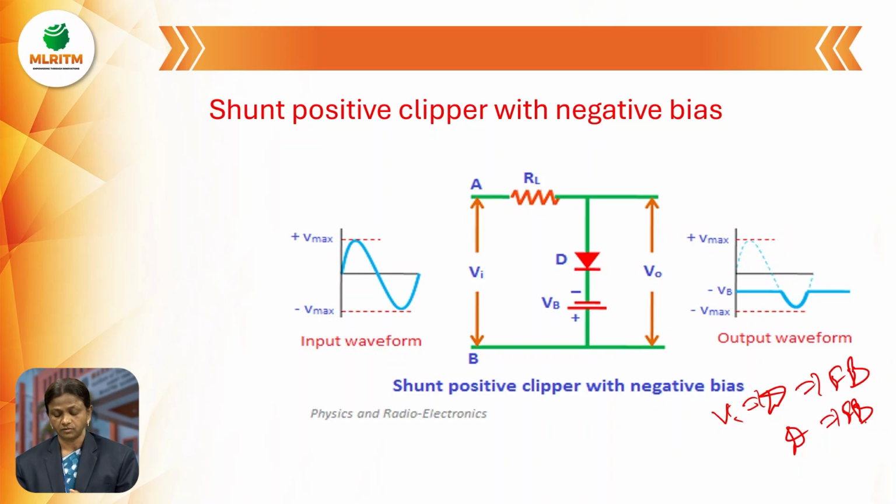In shunt connection, whenever diode D is in forward bias, it acts as an open circuit. So current equals 0. Whenever current equals 0, the corresponding output V0 equals 0. So during the positive half cycle, the total positive half cycle must be cut off at the output side. That's why this is represented by a dotted line from 0 to V maximum.